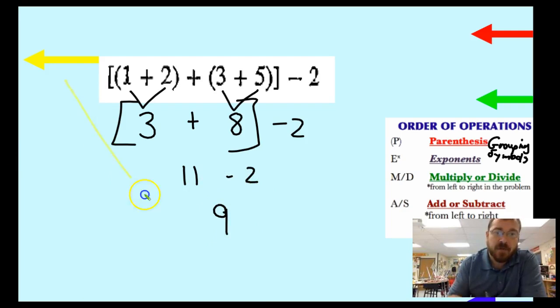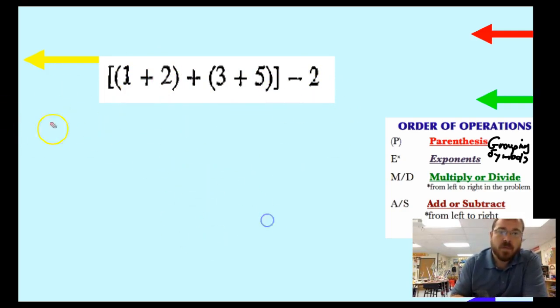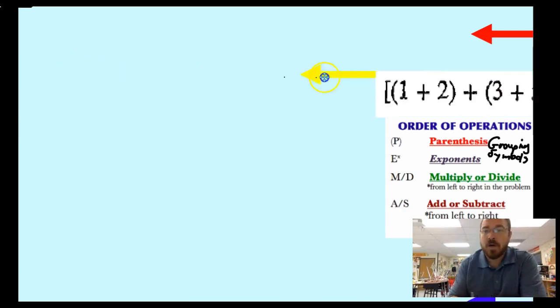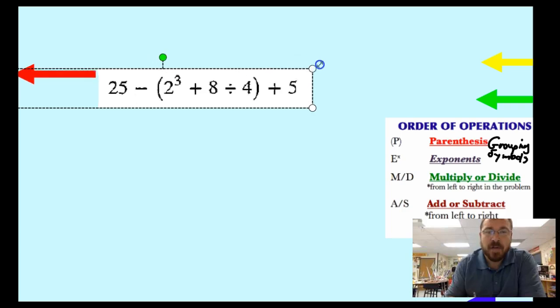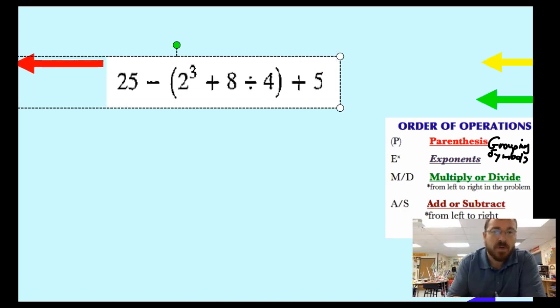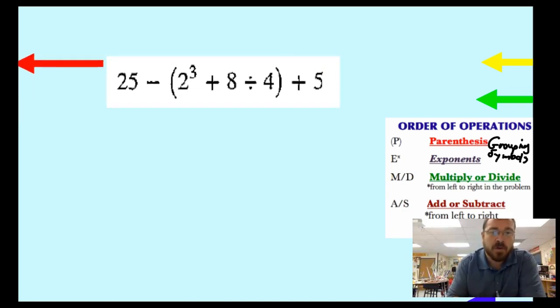Again, you see that funneling down of our problem to simplify it. Much easier to say 9 than it is to say 1 plus 2 plus 3 plus 5 minus 2. That's why we're simplifying it. Let's try to do one more problem here. Go up to our last problem. This one's going to involve an exponent. So again, we're going to follow that order.